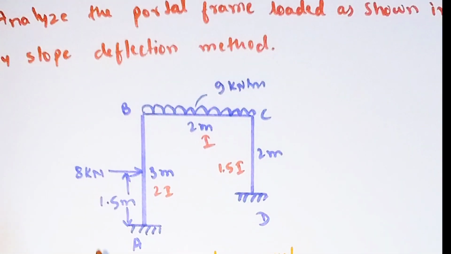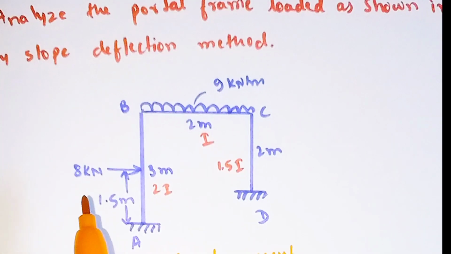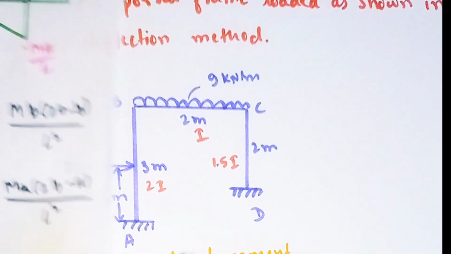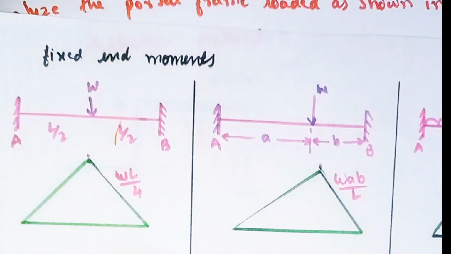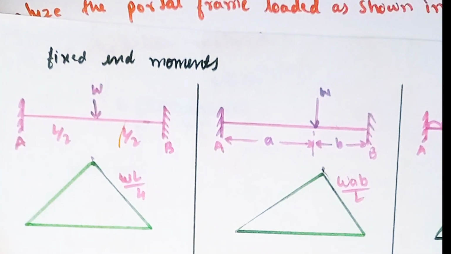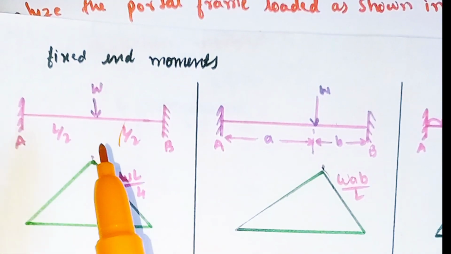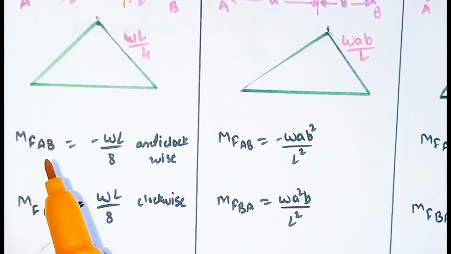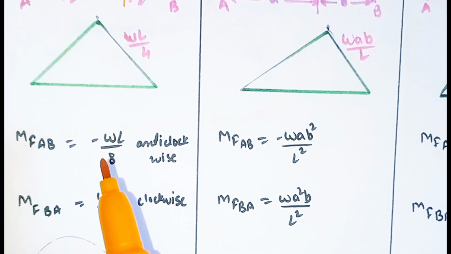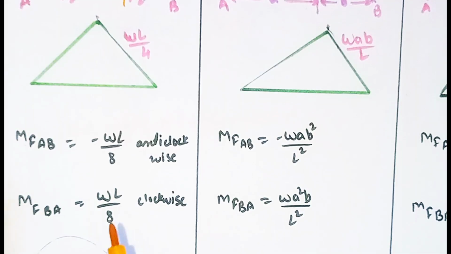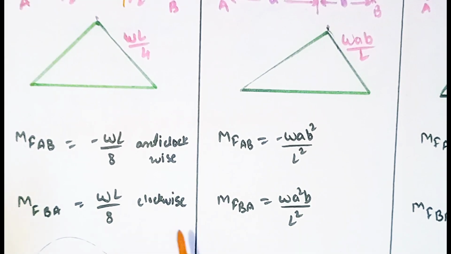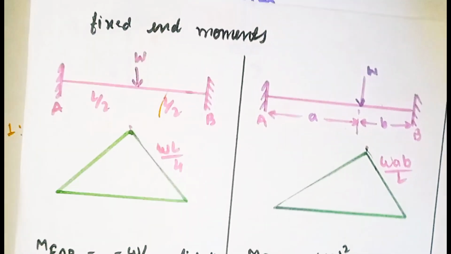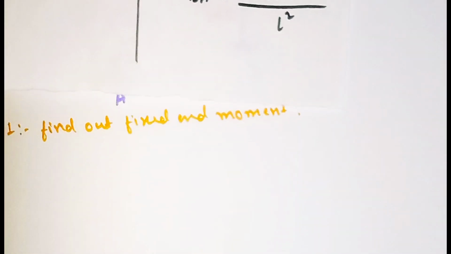Our span AB has a point load of 8 kN acting at the center. For that we have the formula to find the fixed end moment. When a point load is acting at the center, MFAB is equal to minus WL divided by 8 and MFBA is equal to WL divided by 8. By using these two formulas we will calculate the fixed end moments for span AB as well as BA.